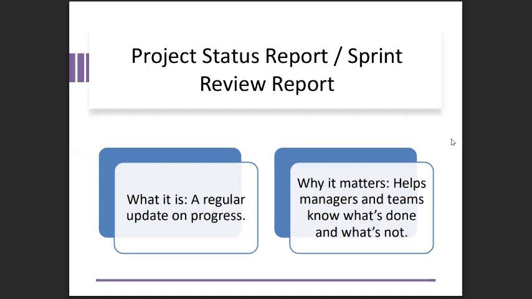Now we have the project status report or the sprint review report. The project status report, of course, is very important during project implementation because this is a document that provides status updates to the relevant stakeholders. So it's a regular update on progress, more like a progress report. It gives the client the idea: this is where we are currently at. If there are issues, these are the issues.